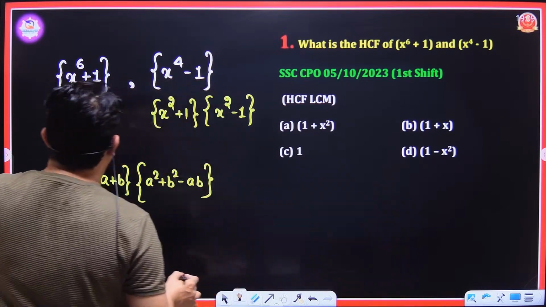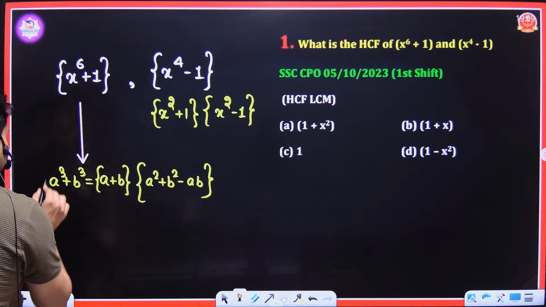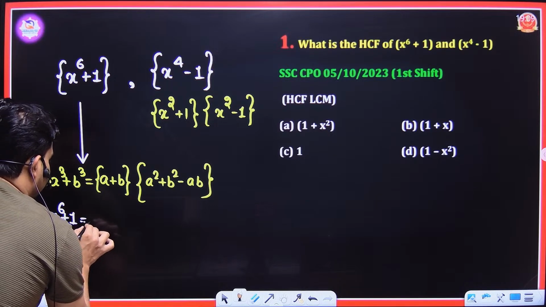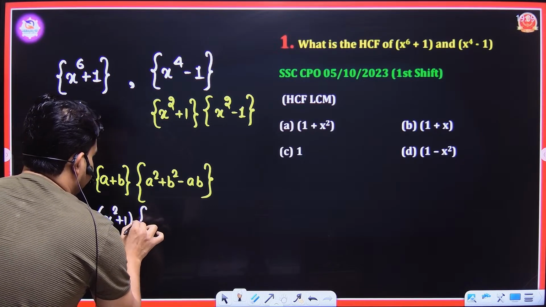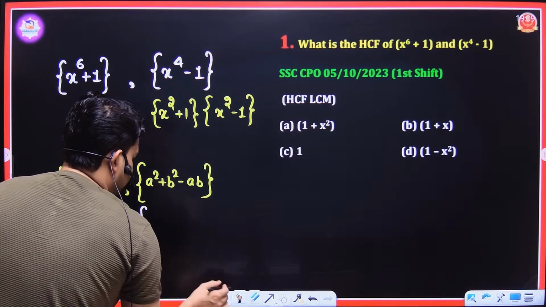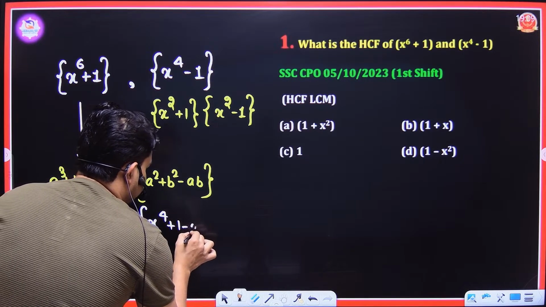So we can factorize it. We can write it as x square whole cube plus 1. See, x to the power 6 plus 1 can be written as x square plus 1, and in the bracket, we have the remaining part which is of no use. Okay, I will write it: x to the power 4 plus 1 minus x square.